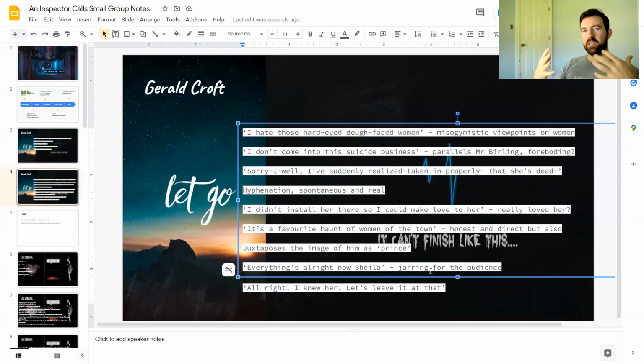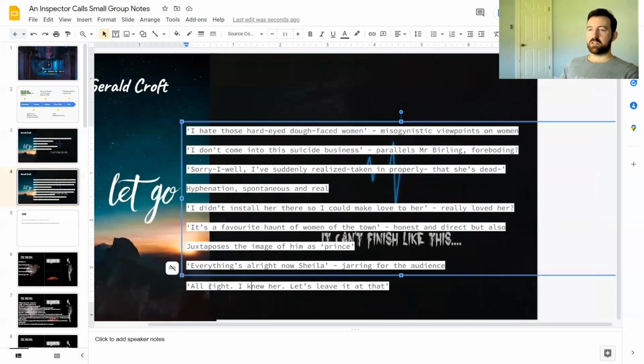So there's this weird, almost psychopath kind of nature, or maybe not psychopath, but like sociopath nature of the Birlings and of Gerald. They're like, look, nothing happened, it's fine, we're going to be fine, let's just carry on as if nothing happened. It's this weird, deliberate ignorance that they're putting forward. And then finally, "All right, I knew her, let's leave it at that."